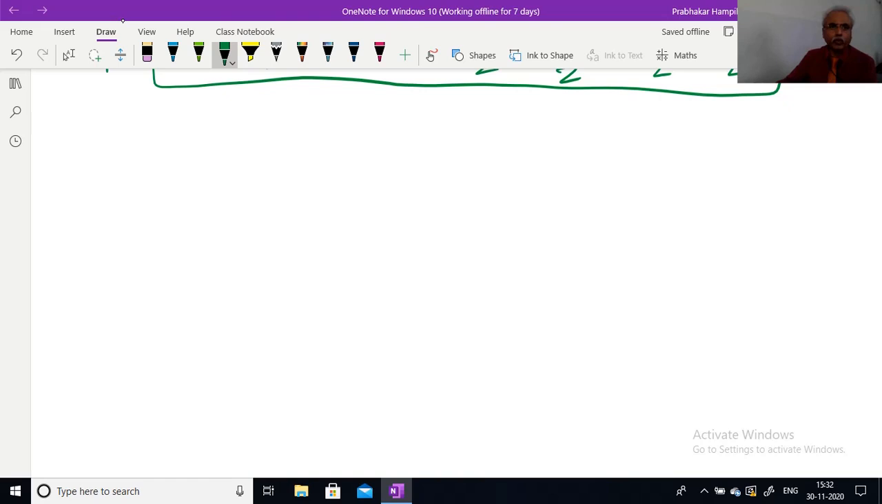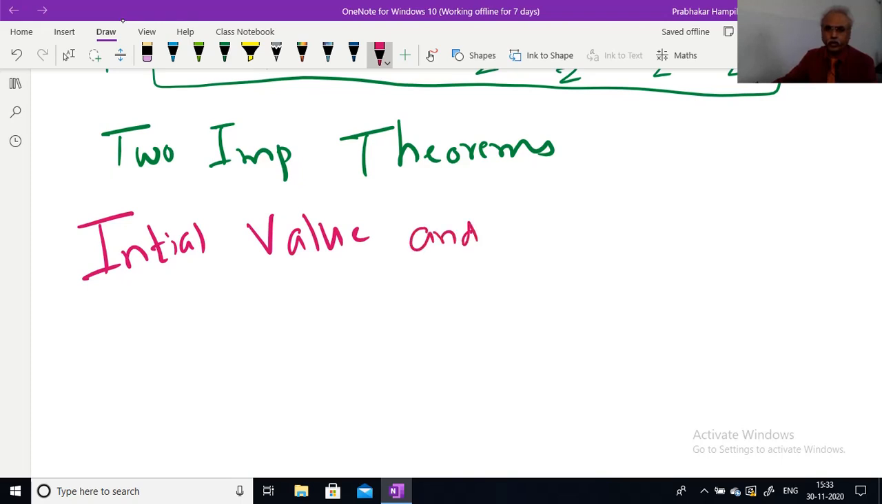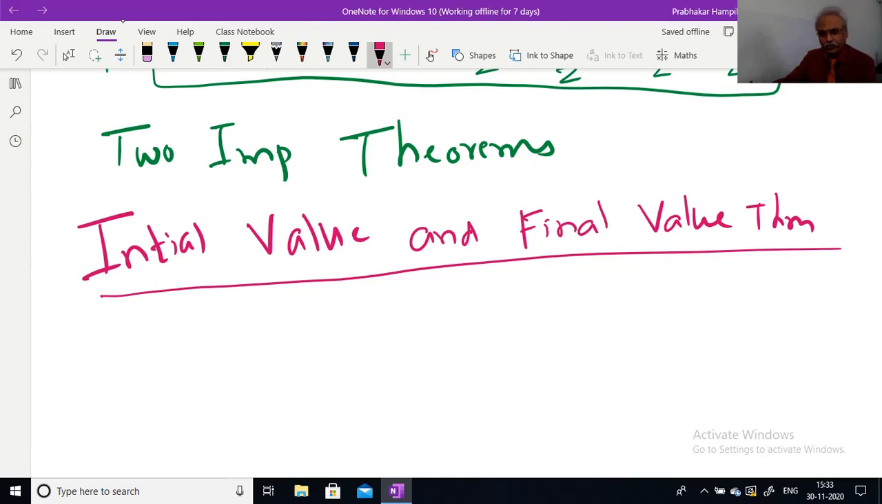I need two important theorems, and they are known as initial value and final value theorems. Initial value means u0, final value means u infinity. Of course, we can find u1, u2, u3 also using our right shifting and left shifting theorems.